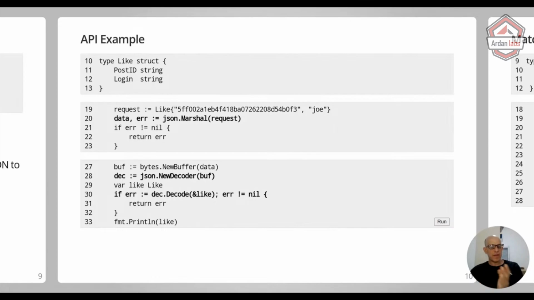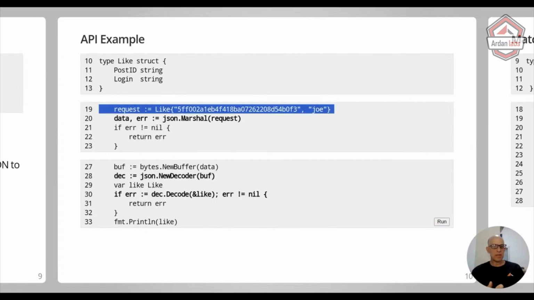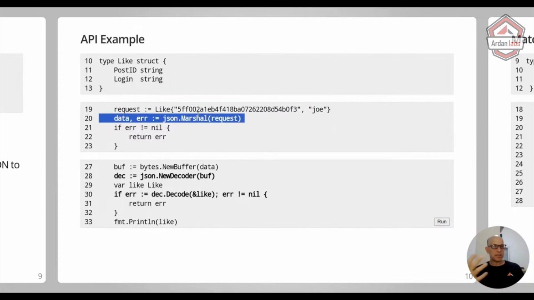So let's say that I have a like. Think about a social network. Someone clicked a like on some kind of a post. So the struct itself has a post ID and then the login of the user that clicked on the like. So I'm creating a request. And now I'm using this bytes API where I'm going to use json.Marshal. And now data is actually a sequence of bytes. And now I can do whatever I want with these bytes, write them, send over the network, store them in the database. That's up to me. But this is just working with bytes. And this is encoding, or as we call it, marshaling.